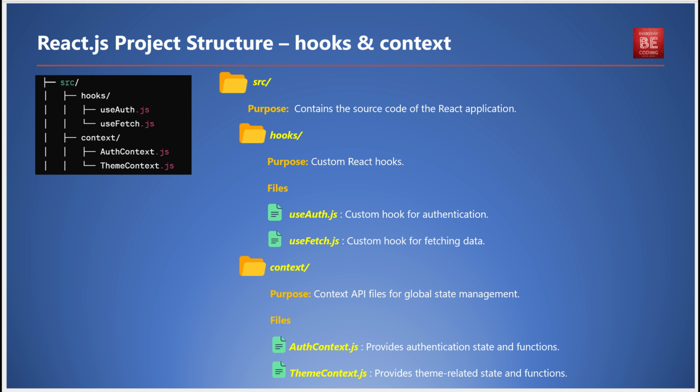Next, the context directory plays a pivotal role in state management across the application. Files like auth.context.js and theme.context.js provide a way to pass data through the component tree without having to pass props down manually at every level. This is particularly useful for accessing user authentication status or the current theme across various components.